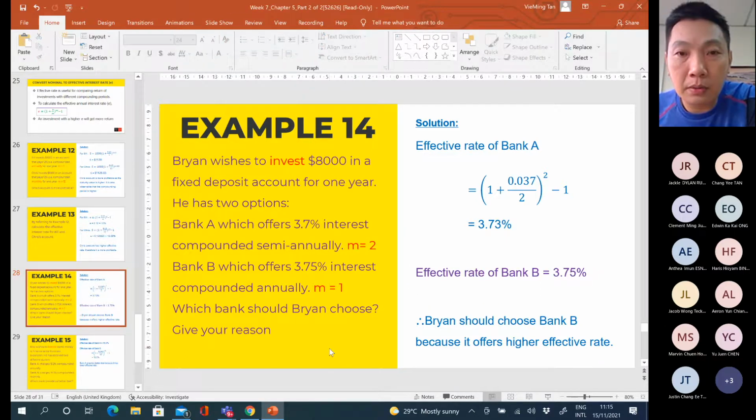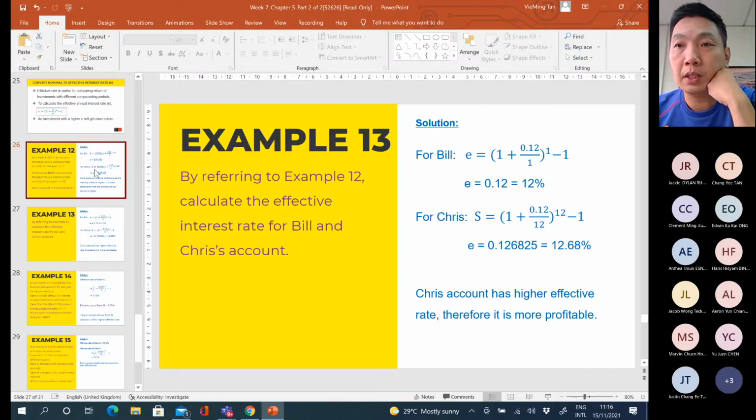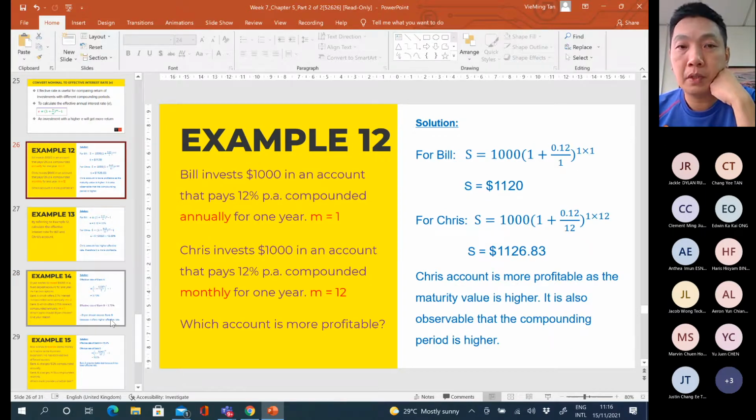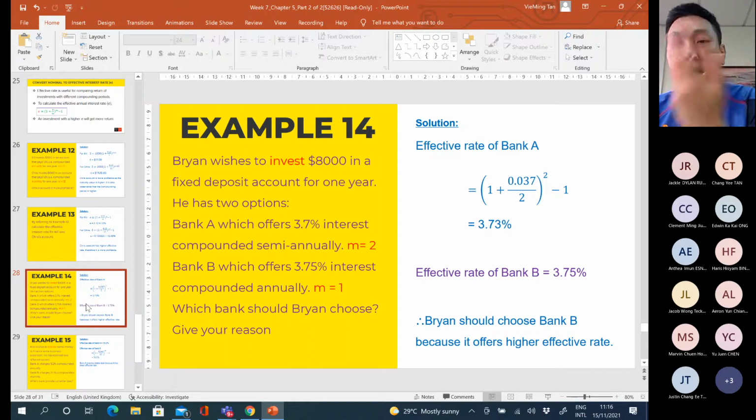So now you're asked to compare. Which bank should Brian choose and give your reason? That means we can compare in terms of S or E. Since we already know the Bank B effective rate is 3.75%, I think the faster way is to compare the E value between the two banks. That'll be faster. S is also okay, you can use S if you want, using this formula to compare the S value for both banks. I'll use E because the effective rate for Bank B is already known.